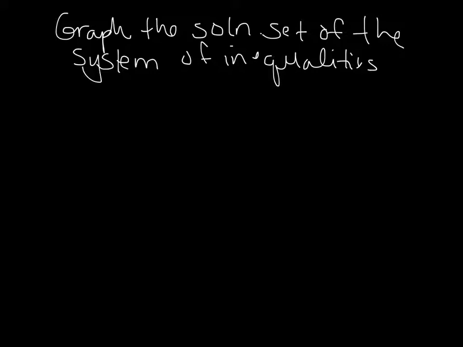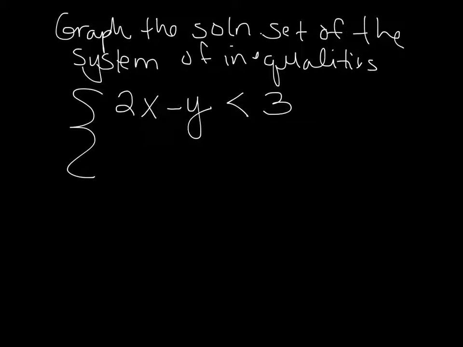The only additional information, or additional problem solving, is using a test point. Okay, so let's do an example. And let's see, I'm going to choose, okay, so 2x minus y is strictly less than 3. And let's say x plus y is, I don't know, greater than or equal to, let's just say 4.